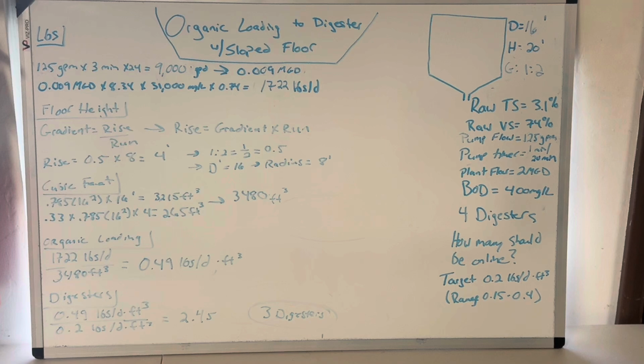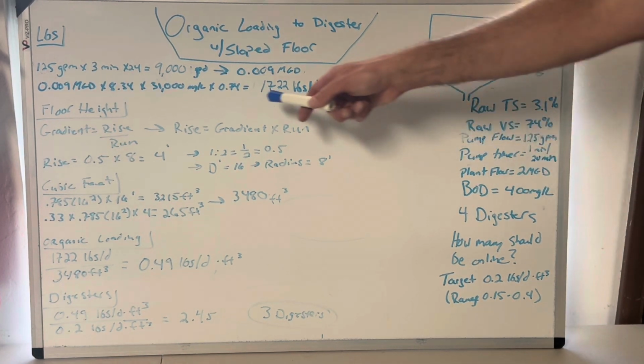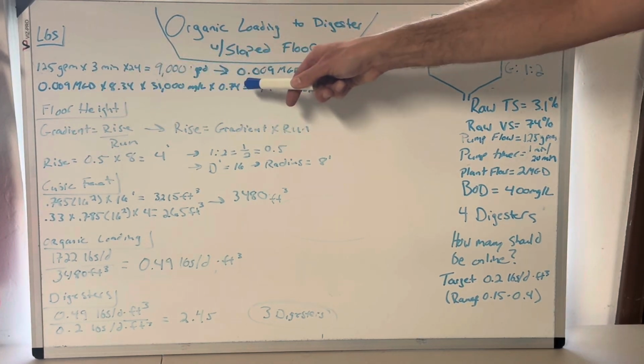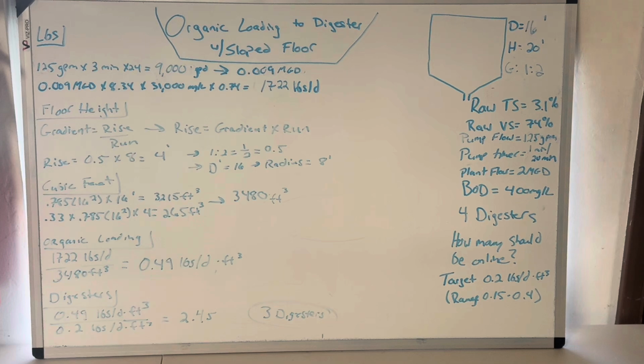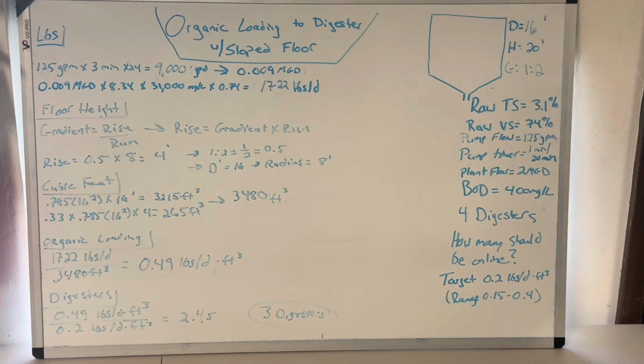Well, my loading rate to a digester is not total solids, is it? There's inert matter in there. It's volatile solids. So my volatile solids percentage is 74%. So now I'm going to multiply that by 0.74. If you plug that whole thing in your calculator, it should give you 1,722 pounds per day. Boom! We got our first step done. We're cooking. So all I have to do is find out my cubic foot, right?